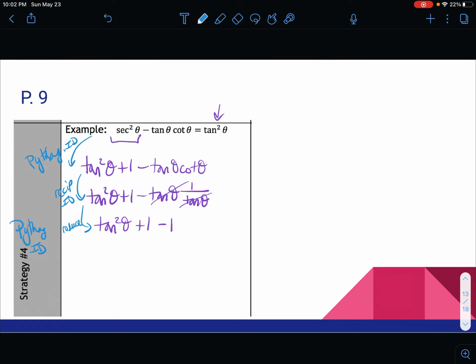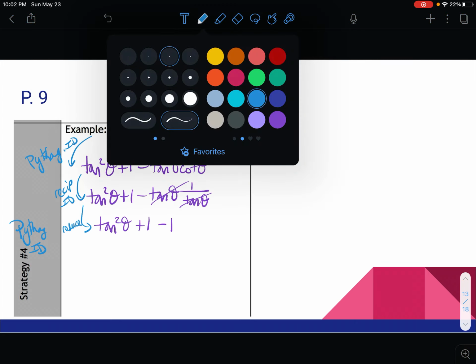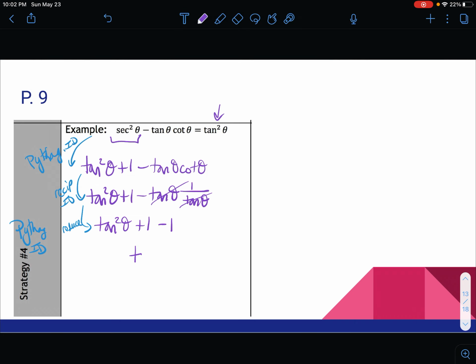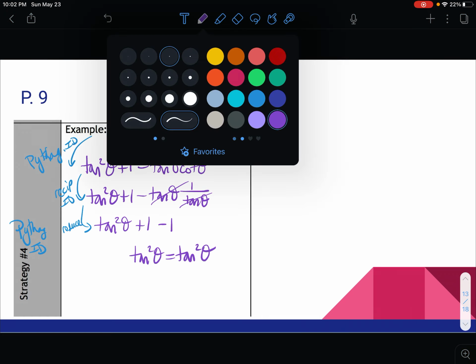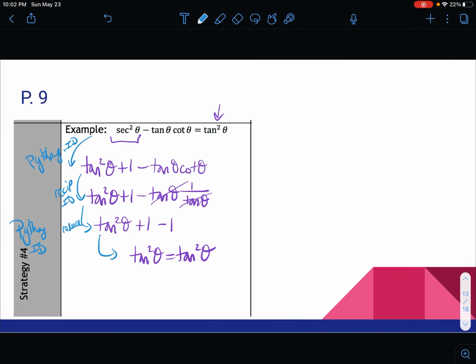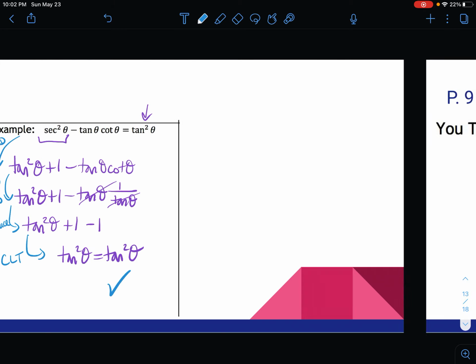Now we can go ahead and combine like terms for the next step. And we're going to get tangent squared theta equals tangent squared theta. And there's our check mark there. We made it. So again, you're going to have practice using all the different tools, but this is practicing at least one of these specific tools, using Pythagorean identities.